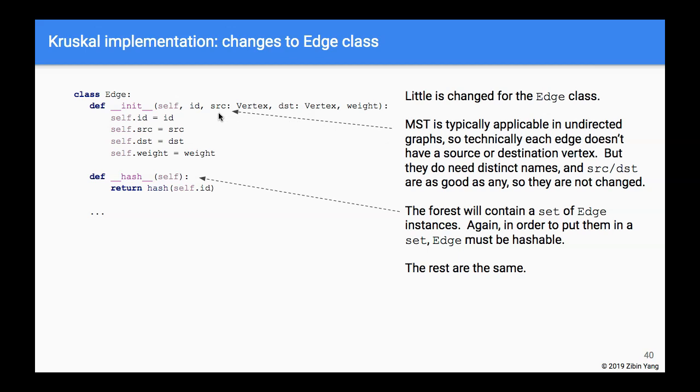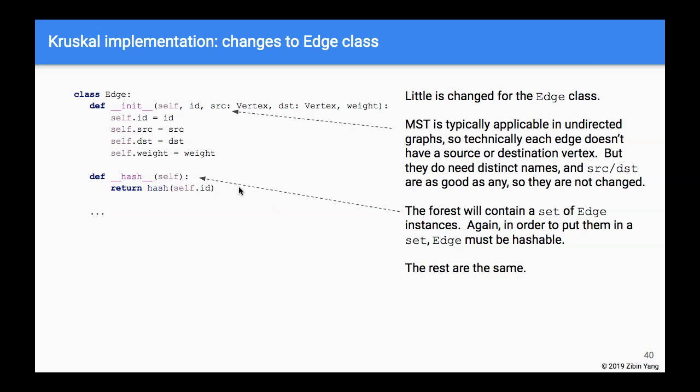Next, we're going to talk about the edge class. Remember that we talk about minimum spanning tree in the context of undirected graphs. So technically, there is no source vertex or destination vertex. The two vertices are symmetric. However, there are two vertices, and they must have two different names. So I just left the names as source and destination. But again, these are undirected edges.